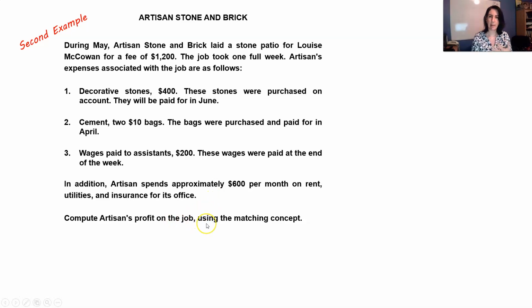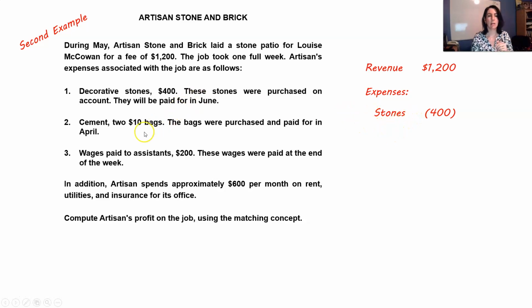If we're thinking about the matching concept, again, matching the expenses against the revenue, the revenue would be $1,200, and the expenses that go against that revenue would be the decorative stones. It doesn't matter that I'm going to pay them in June. I incurred the costs in May on this job, so I'm going to record them in May.